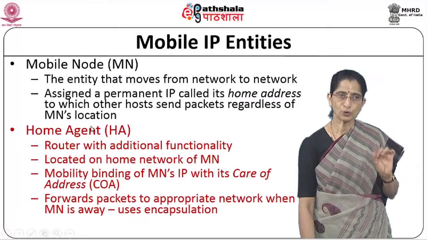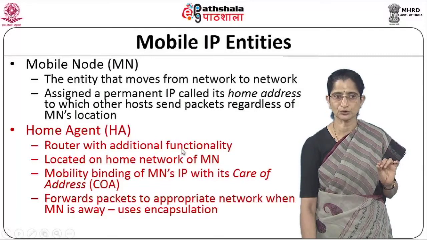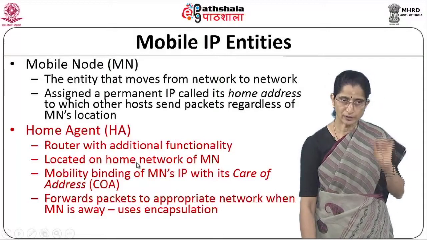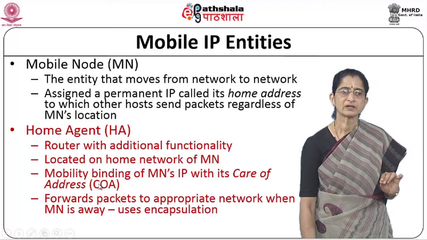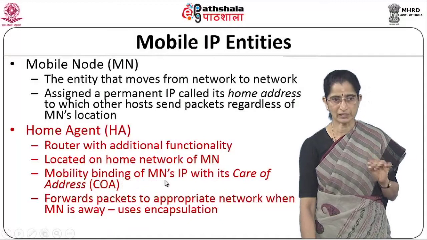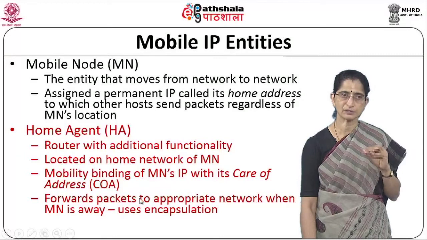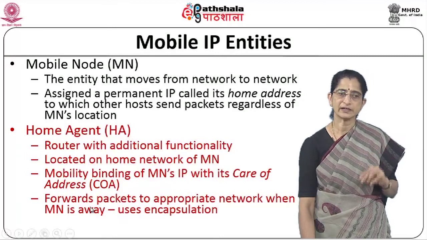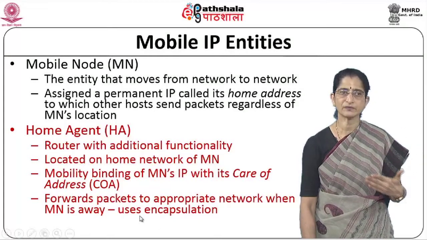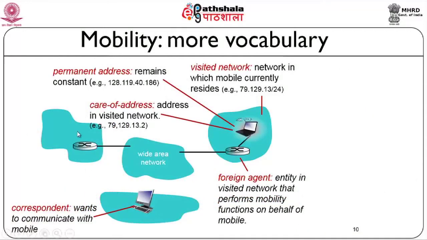Okay. Now, the home agent that we talked about just now, right, that is basically a router with some additional functionality. So, you can see that there is some additional functionality that needs to be added. So, it is a router with additional functionality. It is located on the home network of the mobile node, and it provides mobility binding of the mobile node's IP with its care of address. We will come to what this care of address is. Okay. There is something called a care of address that is used, and it forwards the packets to the appropriate network when the mobile node is away, and it will use some kind of an encapsulation or a tunneling mechanism to do that.